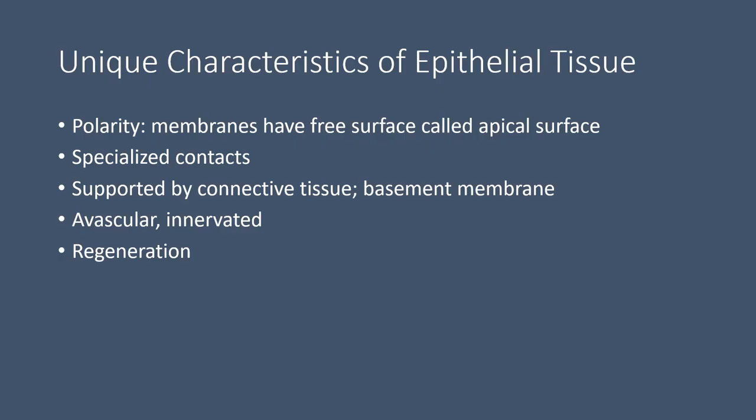Epithelial tissue can go through mitosis very quickly and regenerate itself quickly. It is avascular, meaning it does not have a direct blood supply to it, but it does have nerves to it, so we say it's innervated.